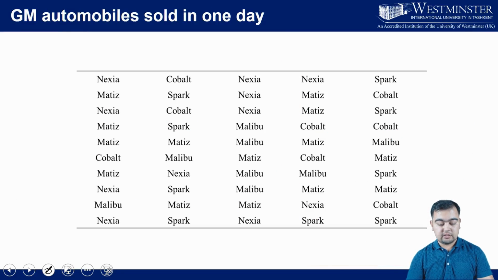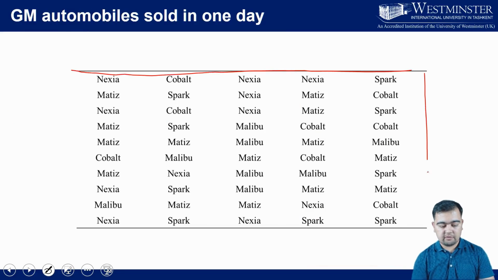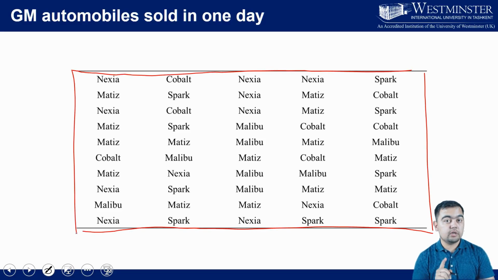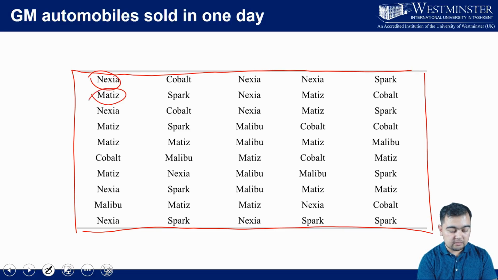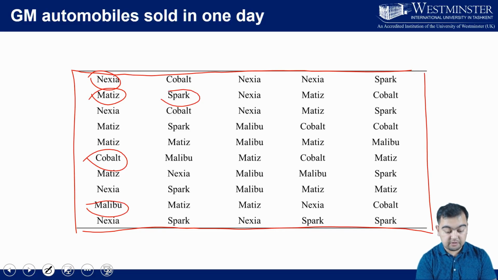This time we're going to look at a different type of data. So here we have the GM automobiles sold only in 1 day. So previously we talked about 30 days, right? But here we're going to talk about only 1 day and with 5 different observations. So where we have, in which we have the Nexia, the Matisse, the Cobalt, the Malibus, and the Sparky.